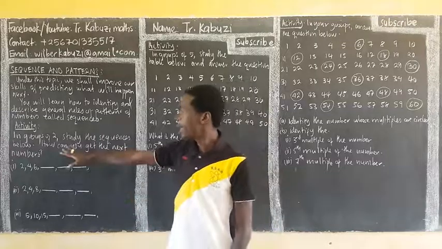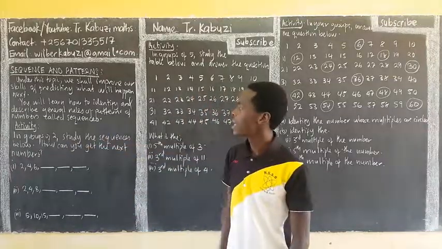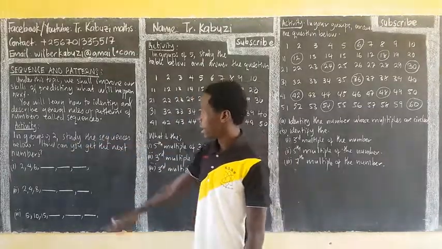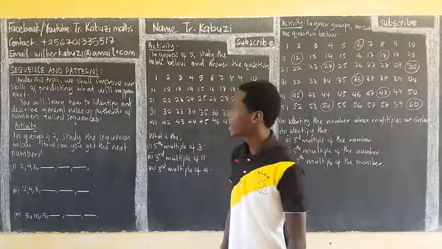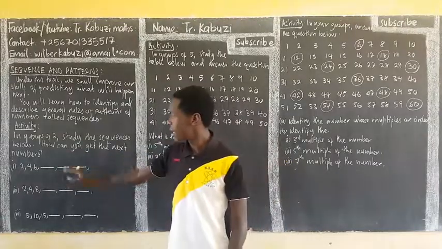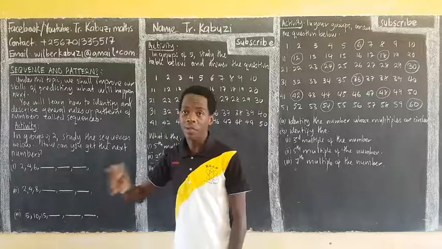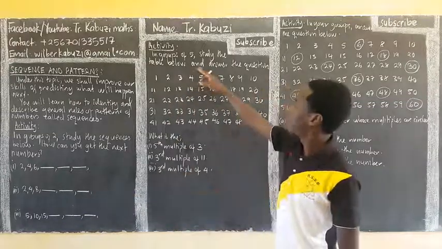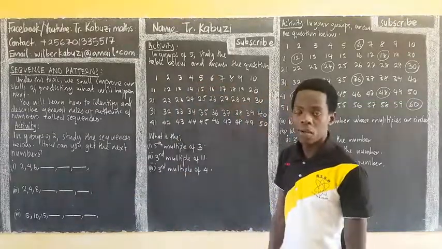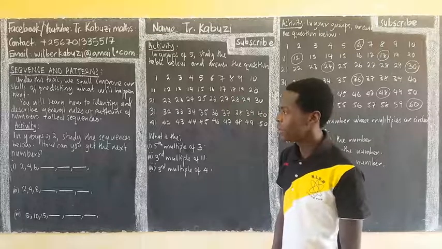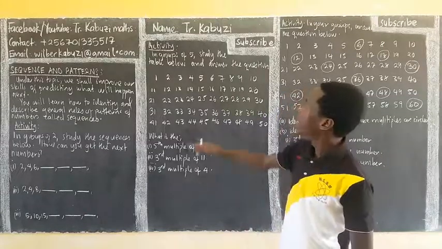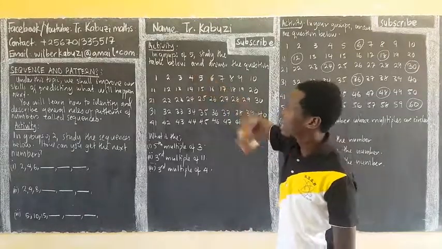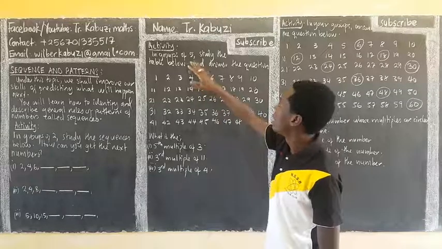So we have the first here: in groups of 2, study the sequences below. How can you get the next numbers? So these are the next numbers. You are going to do this in groups of 2, then in groups of 5, then after this, we are going to share with the neighbors and then we'll see who's who.